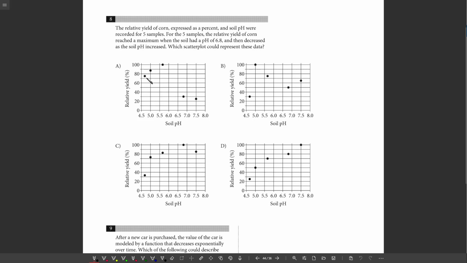So I want to find which of these dots hits a maximum at 6.8, which I don't see in A. I do not see in B. I do see that in C, and then I do see a decline. And I don't see that in D. The maximum is beyond 6.8. So looks like the one that matches that description is choice C.